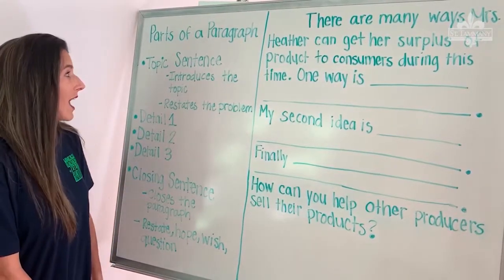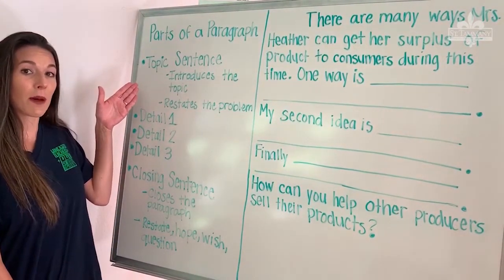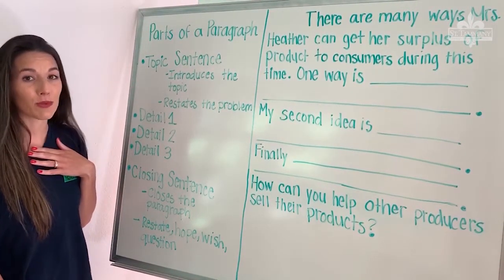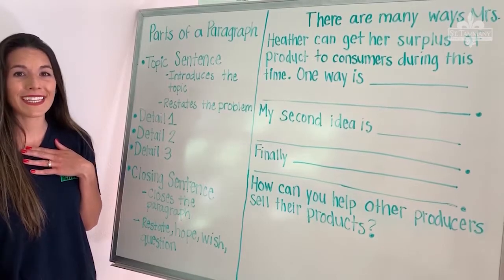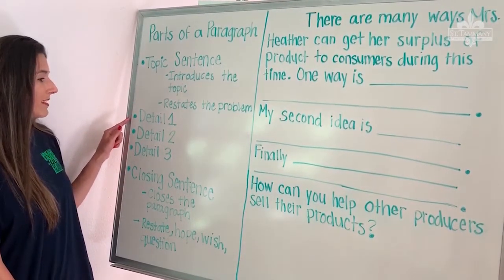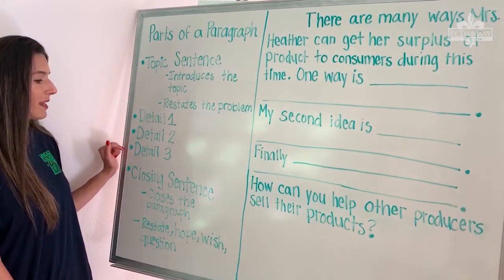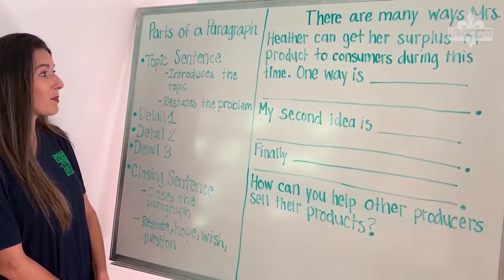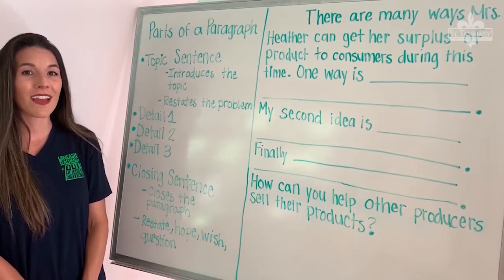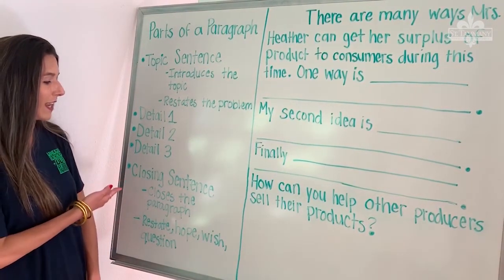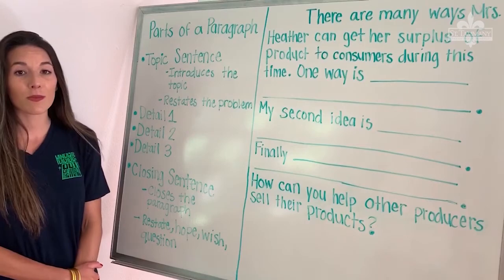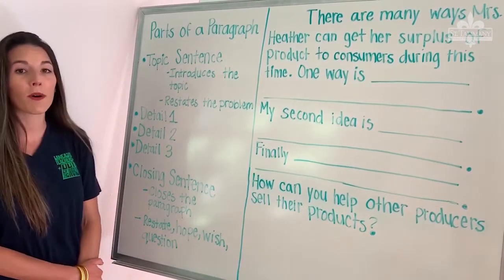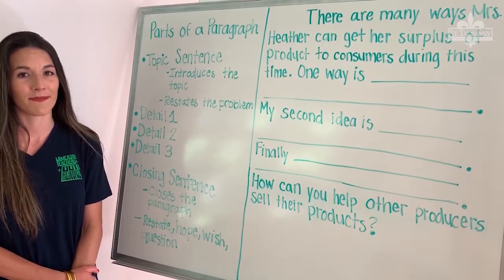When writing a paragraph, you always want to start out with a topic sentence. This will help introduce the topic and you can restate your problem. Next, you're going to come up with a detail 1, detail 2, and detail 3. These 3 details are going to help support your topic sentence. Finally, you're going to write a closing sentence. This will close the paragraph. It can either be a restate, a hope, a wish, or a question.